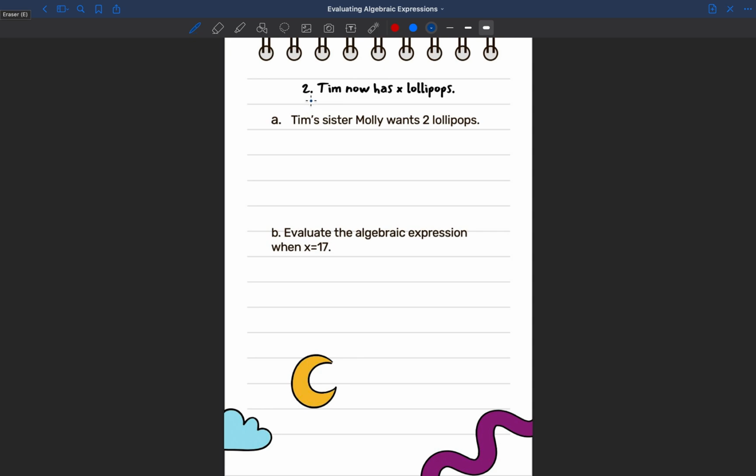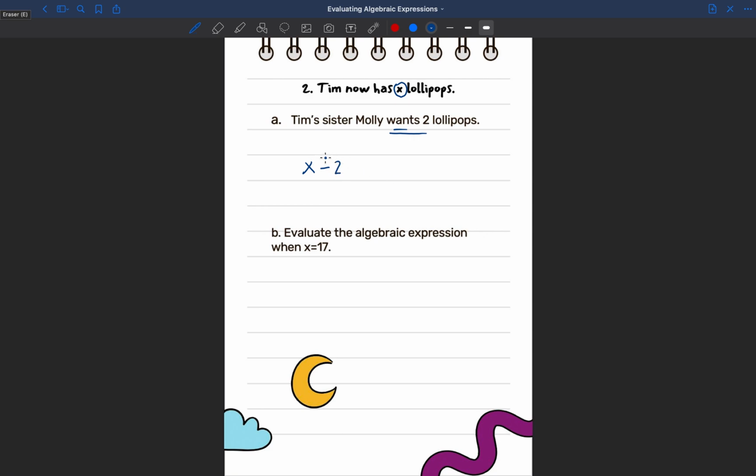All right. Number 2 says Tim now has X lollipops. Same thing. This equals a variable. It says on part A, Tim's sister Molly wants 2 lollipops. So now Molly wants 2 lollipops. So if Tim starts with X lollipops, but his sister wants 2, that means Tim isn't going to have any 2 less. So we're going to take away 2 lollipops.